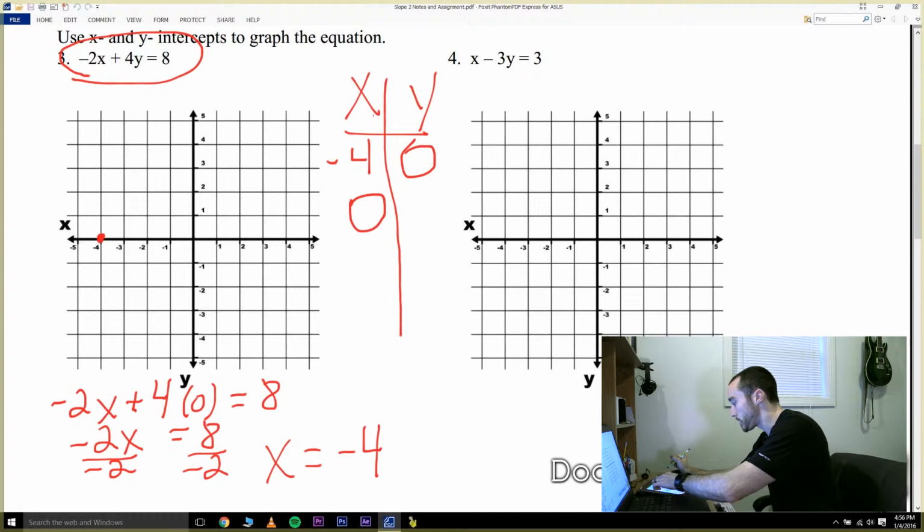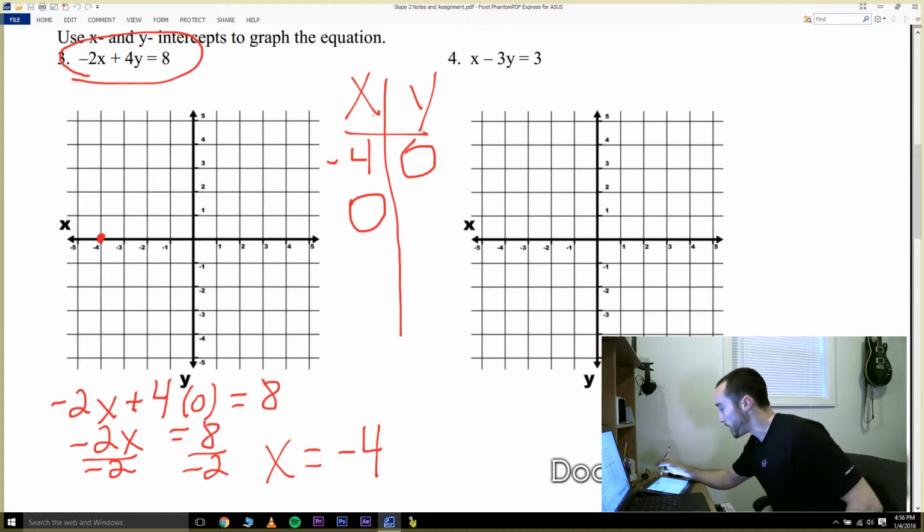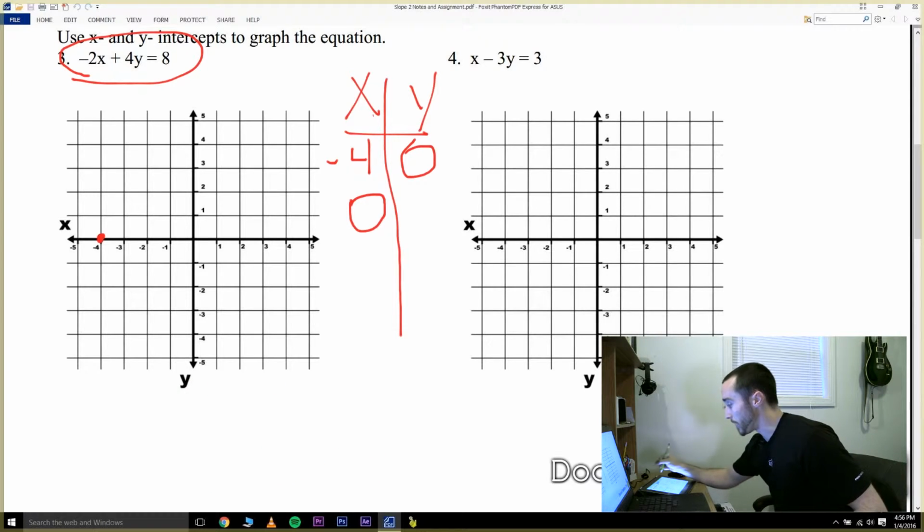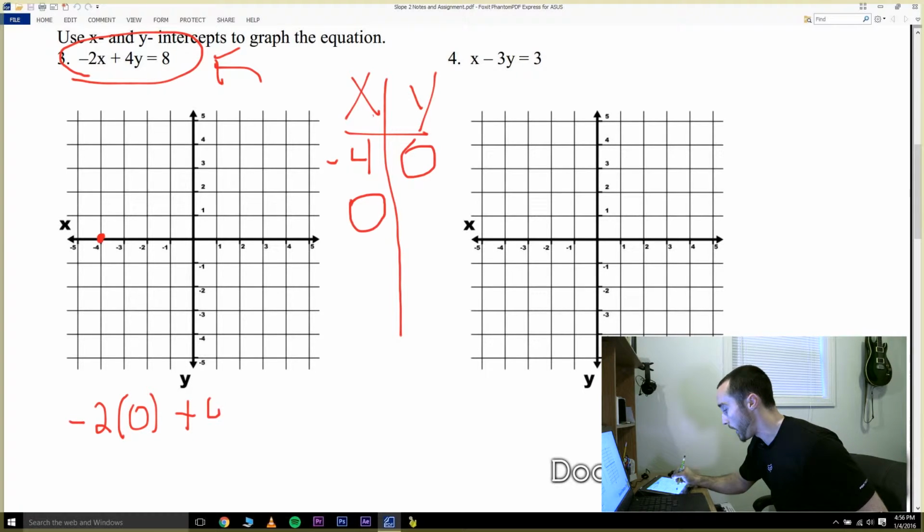And let's do the same thing to finish this up and figure out what the y-intercept is. So let me erase this. Now we're going to do the same thing, except this time, instead of plugging in a 0 for y, we're going to plug in a 0 for x. So I'm going to go back up to this equation and just plug in a 0 for x. So I would write this as negative 2 times 0, I'm plugging in a 0 for x, plus 4y equals 8.